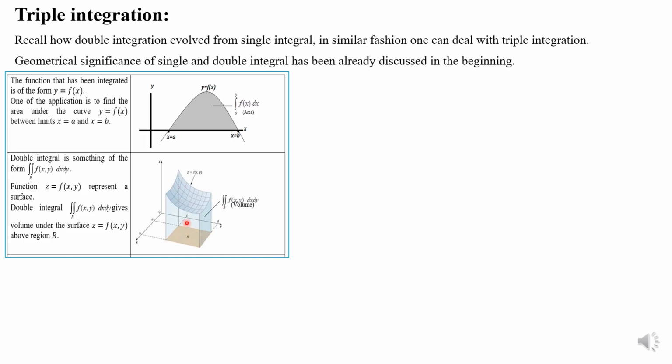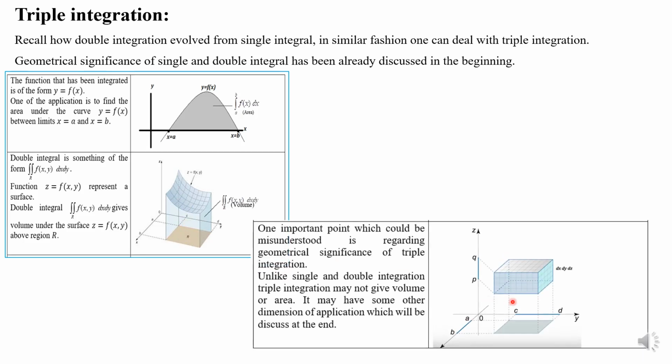Now definitely in the case of triple integration, the region of integration is a volume itself. Suppose this block is the domain of integration. We'll integrate over here. In single integration we get an area, in double integration we got a volume. And what about triple integration? The region itself is a volume. In triple integration you may not get area, length or volume like that. You may have some other result which we can discuss later on.